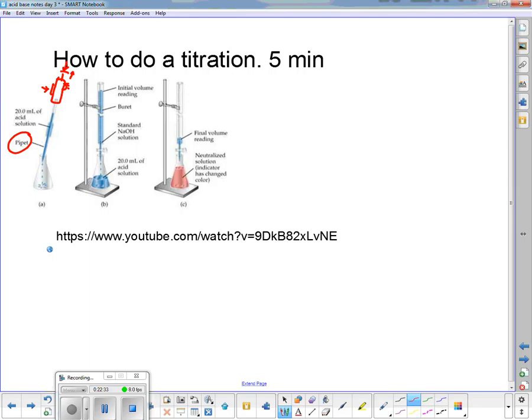It said we also added indicator into here. Now what happens if I forget the indicator? This is the biggest mistake kids make.